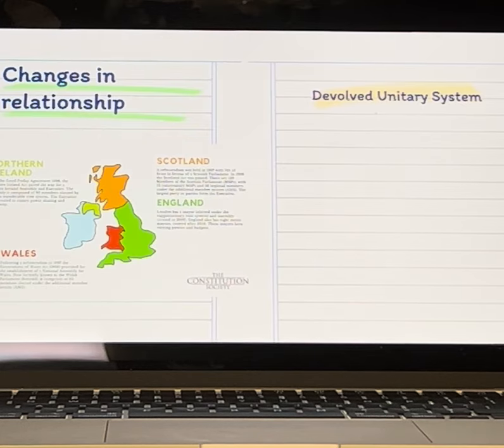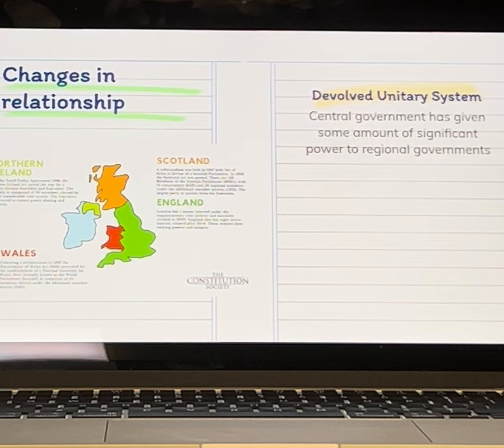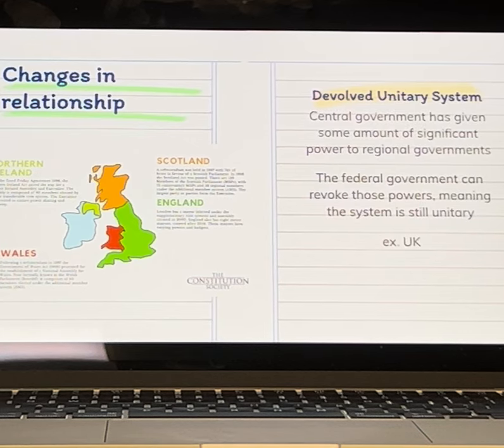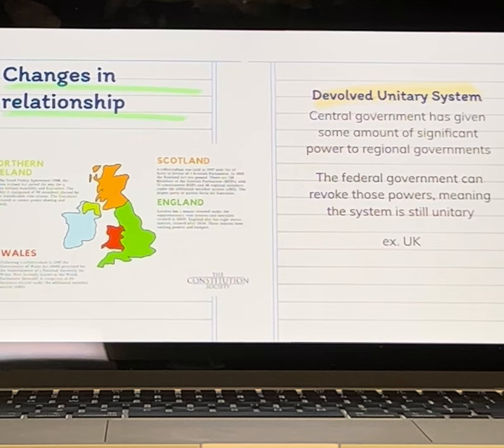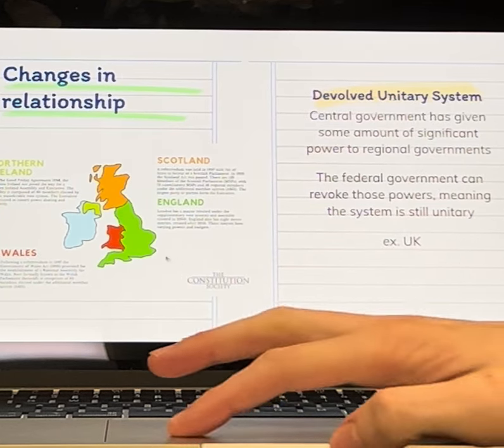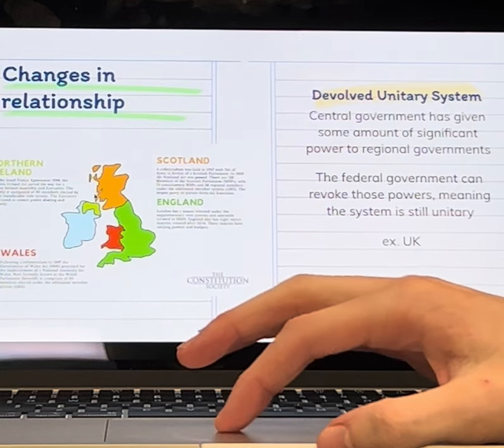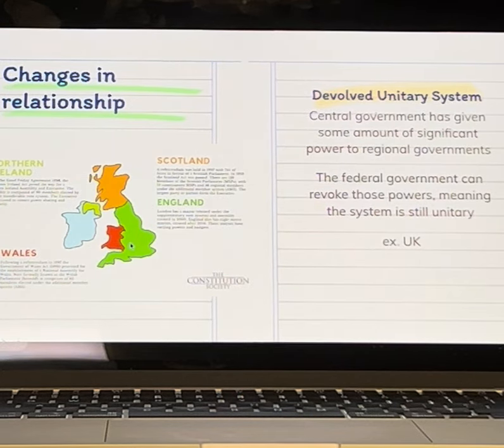Okay, this is like the last couple slides. So when the relationship between a federal government and a local government changes, there are two names for it. A developed unitary system is when a country with a unitary system divides power to local governments, and that happened in the UK. So the UK divides power between Northern Ireland, Scotland, England, and Wales. But it's still a unitary system.